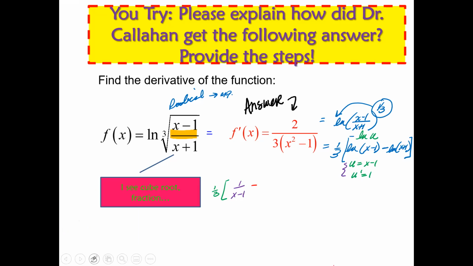Minus, now you're going to do the same thing with the second piece right here. U is going to be x plus 1. U prime is 1. And so this is a ln u. And remember, the derivative of ln u is 1 over u times u prime. But I'm going to replace the u with an x plus 1, u prime with a 1, but I don't need to have it at all.